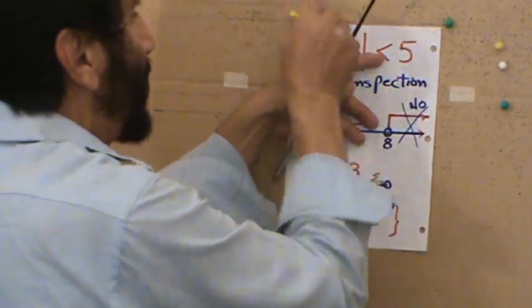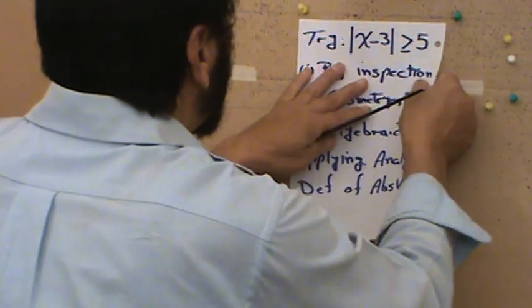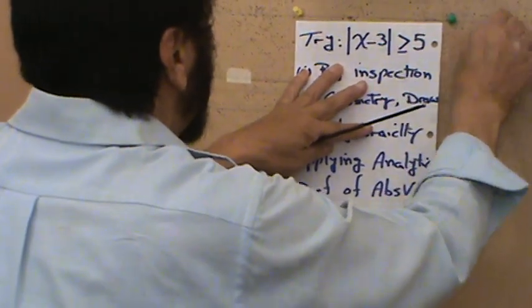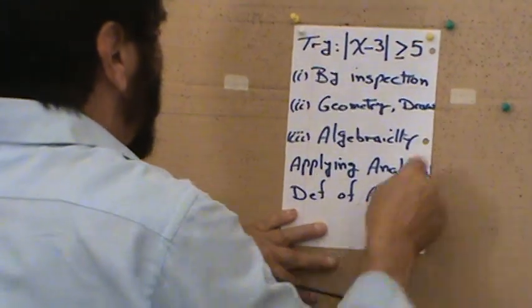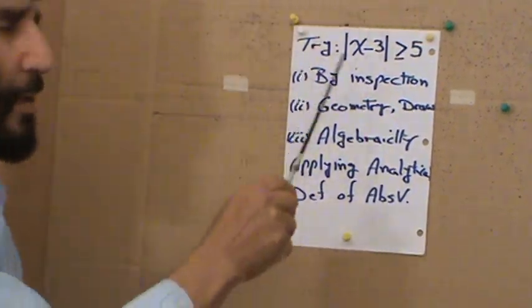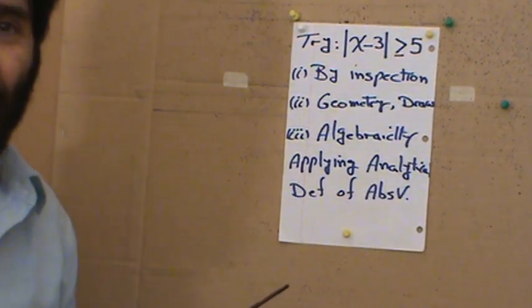Now let's look for some other examples. Now, oh, I have something for you. This is good to test yourself, to see if you have really comprehended the idea. Solve this one for me. Before it was less than 5, now it's greater than or equal to 5.